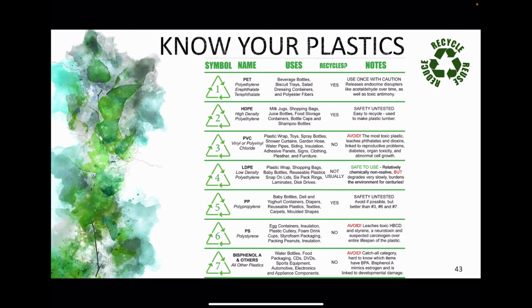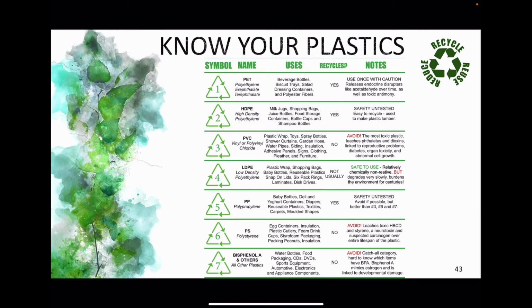If you see the symbol with number 1, it means PET, polyethylene terephthalate. This polymer is used in beverage bottles, biscuit trays, salad dressing containers, and polyester fibers. Of course, it can be recycled. Please use this type of plastic only once and with caution, because it releases endocrine disruptors like acetaldehyde over time, as well as toxic antimony.